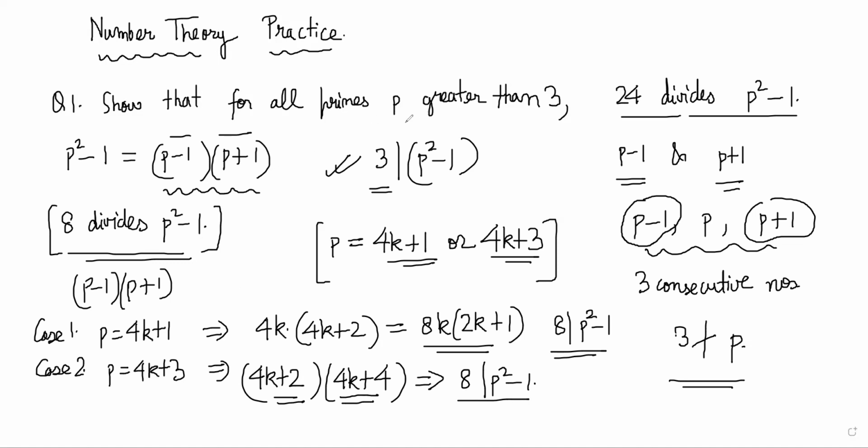Pretty easy problem, but you need to learn how to recognize the proof method that you will use here, right? We prove divisibility by a composite number by trying to prove that it is divisible by its prime factors, right? Let's look at the next one.